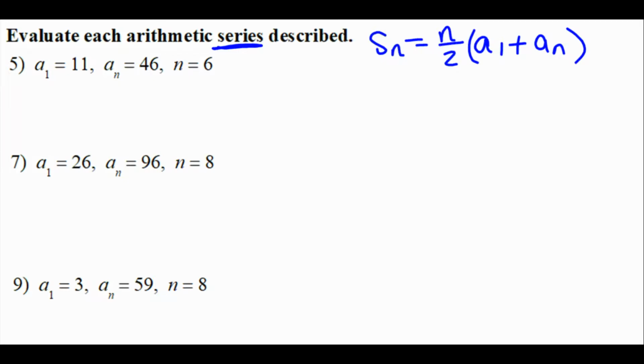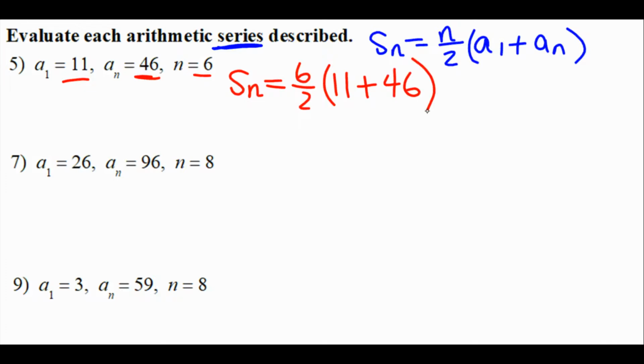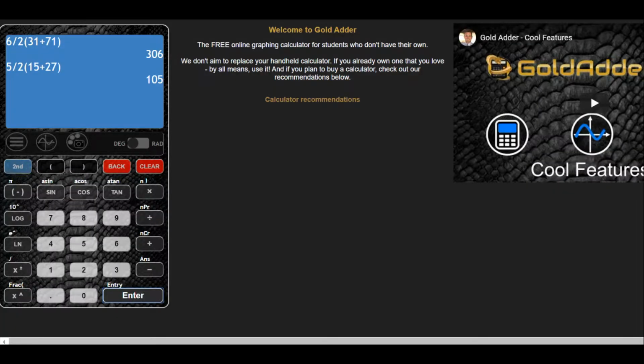You notice they give you all of the numbers here. So the sum is, n is 6 in this case, so 6 over 2. And A1 is 11, and An is 46. So very straightforward. They give me all the numbers here. I'm going to calculate that. It is 171.